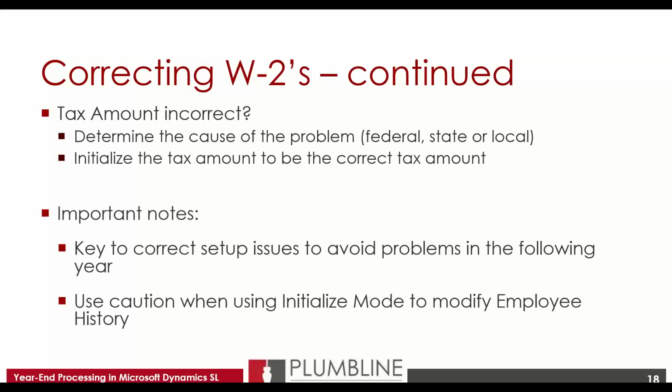A couple of notes: it is key to correct the setup issues to avoid problems the following year. As I mentioned in the closing process, it's going to roll deductions forward to create those for the new year. If you fix any setup issues before you close the year, obviously that setup will carry forward on the deductions created for the new year. If you've already closed the year and you find something wrong with the setup, you would want to make sure you're changing it for the new year, obviously, for that to take effect.